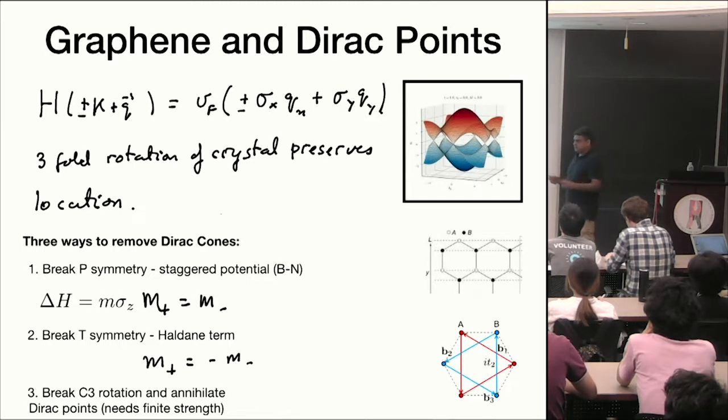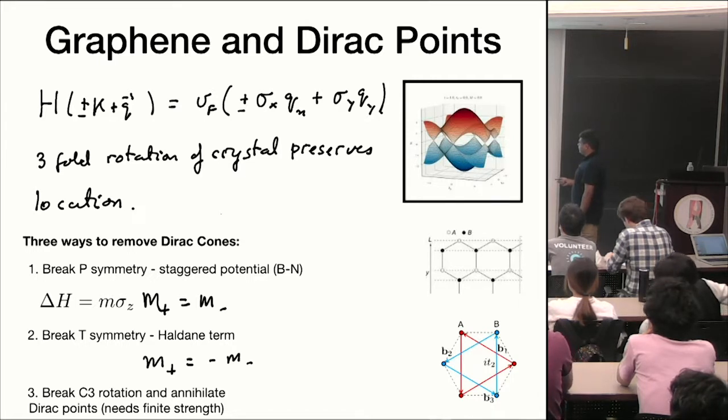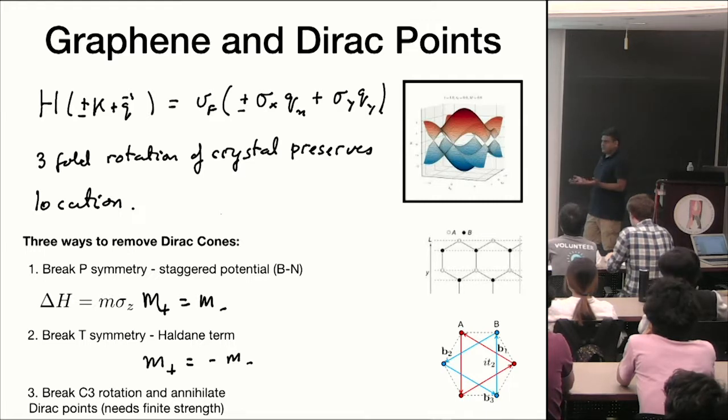How do I get rid of these band touchings? If I want to separate out the bands and get an insulator, there are at least three ways you can think of. One of them is to break this 180-degree rotation symmetry. One way to do that is to think of these sites, the A and B sites, as being chemically different. Of course, in carbon they're the same, but if you had another material with the same structure, boron nitride for example, with boron and nitrogen forming the A and B sites, then you'd have a potential that's different on the two sites.